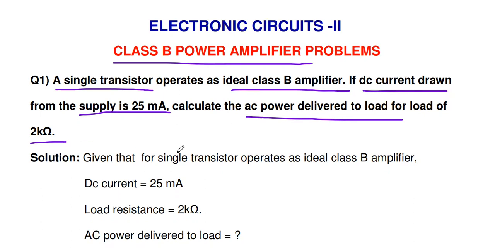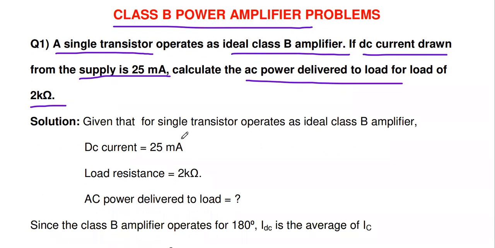First, note down the given data. For this single-transistor class B amplifier, the first thing is 25 milliamps, which is the DC current, IDC. Then the load is 2 kilo ohm. So these two data are given.